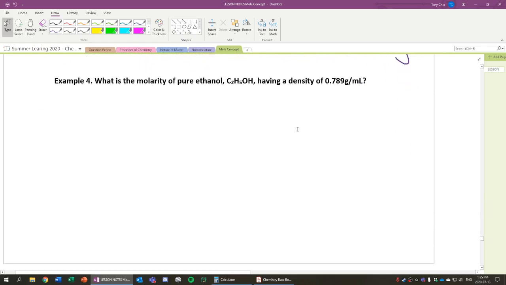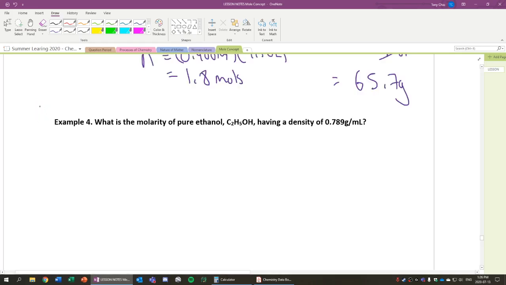The last thing here is, what is the molarity of pure ethanol, which has a density of 0.789 grams per milliliter? Okay, let's take a look. We know that concentration, molarity, is equal to N over V. But density is equal to mass over volume. So we see the volumes are exactly the same, but we gotta convert our mass to moles. How do we do that?